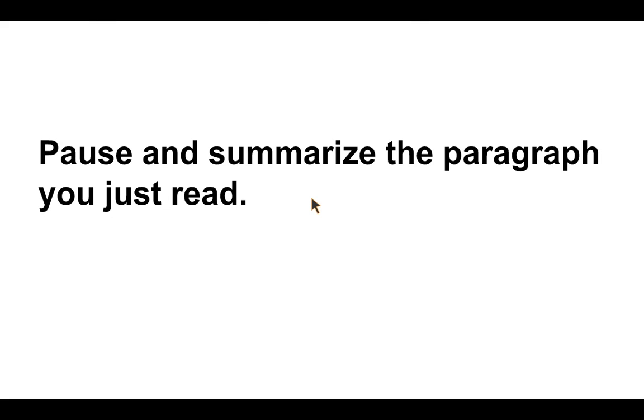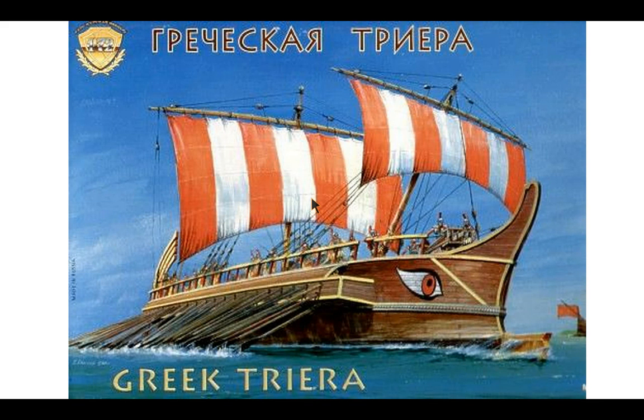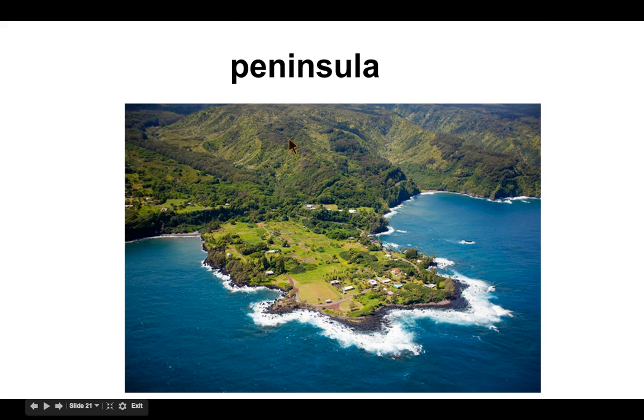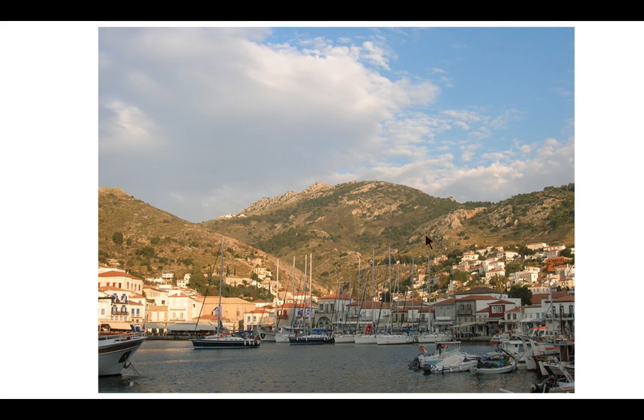Traveling by boat was easier because Greece was a peninsula, meaning that it was surrounded by water on 3 sides. Along the coast, it also had many good harbors. This is another picture that I took on my trip to Greece. A harbor is just a place where boats can park easily with calm water.